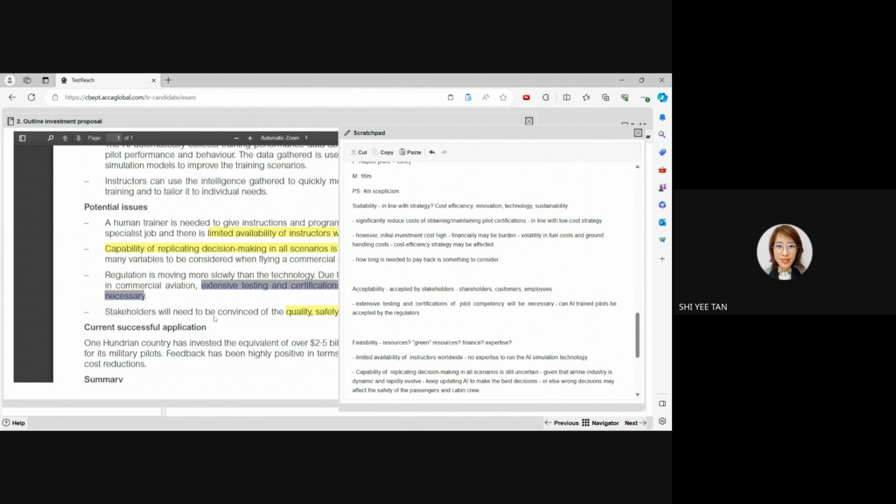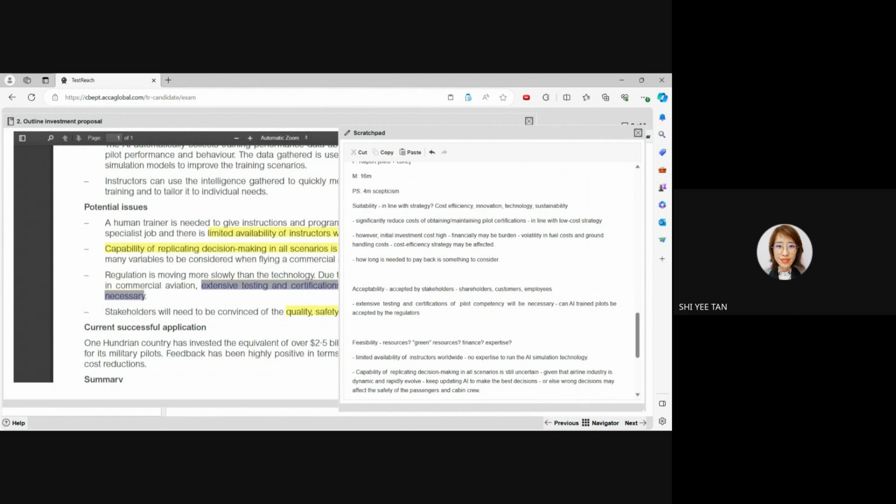But when we write this kind of skepticism question, we try to question and not to state a certain answer. I try to question. Not too sure whether it will be accepted by the regulators. But we don't say regulators definitely cannot accept. We don't say like this.